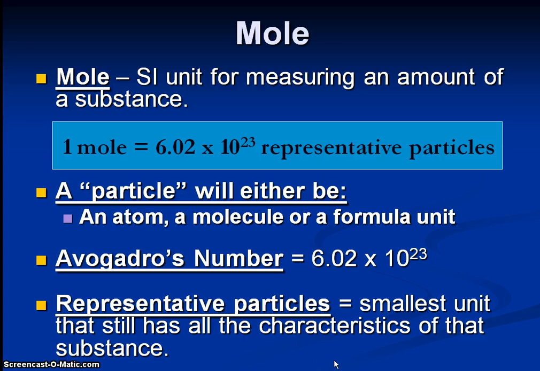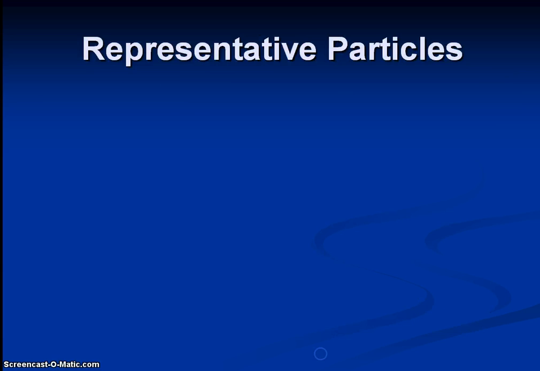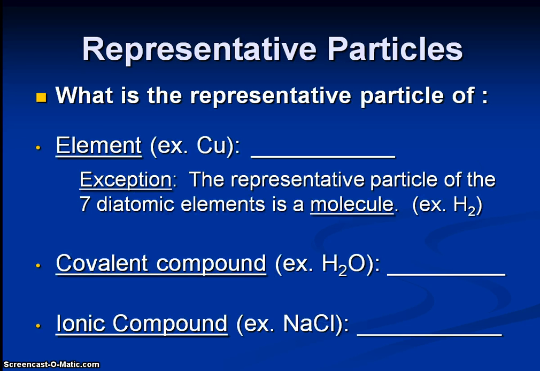A representative particle is the smallest unit that still has the characteristics of that substance. And I'll show you what I mean on the next slide. So if you just have an element like copper, the smallest unit you can go to is an atom, unless it's one of the diatomic ones. So if it's a Hofbrinkel one like hydrogen, you do need that too, and that would be a molecule. If it's a covalent compound, it'll be a molecule, and if it's an ionic compound, it'll be a formula unit.